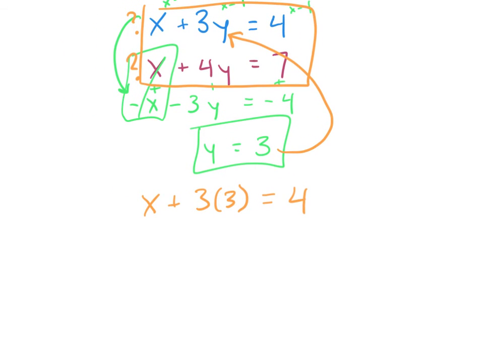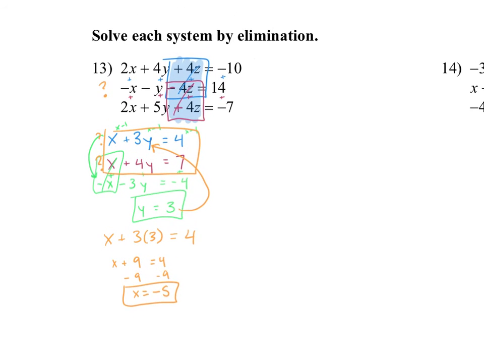What do we need to do first to solve for x here? Distribute. Distribute or just multiply. So x plus 9 is equal to 4. What do we do next? Subtract 9. So x is equal to, what's 4 minus 9? -5. All right, so we have x and y. Now we need to find z.